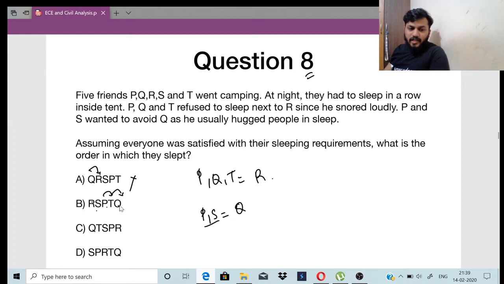So P and S they are not next to R, satisfy हो गया conjunction. P, Q, T they are not next to R, right? Here S is next to R. Okay, this one will be consideration. Next Q, T, right?